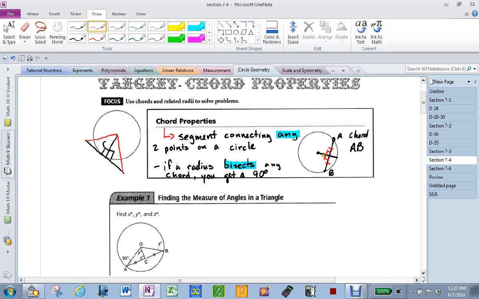Everybody good? What if this angle is 91? Would these two be exactly the same? No. What if this was 5.5 and this was 5.4? Would it be a 90 degree? No. So could we do Pythagoras? No. Everybody good?